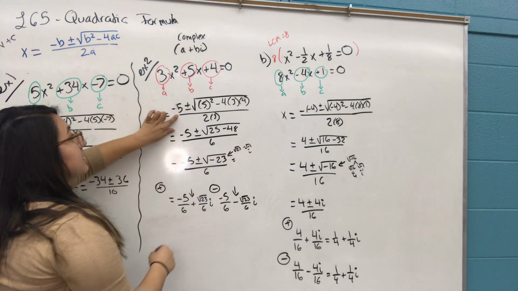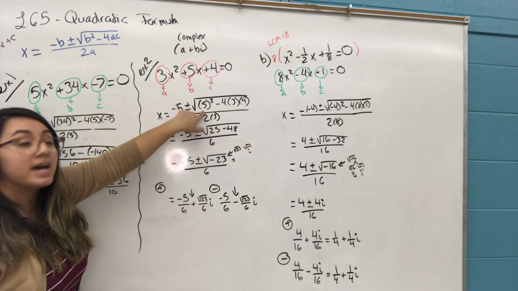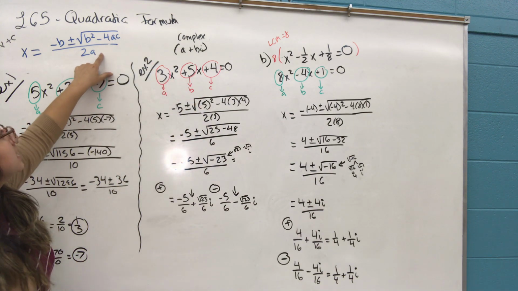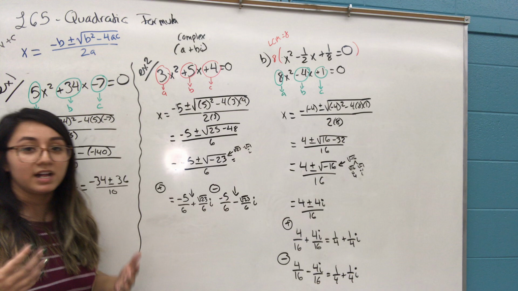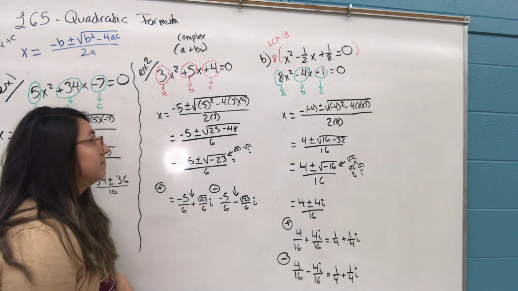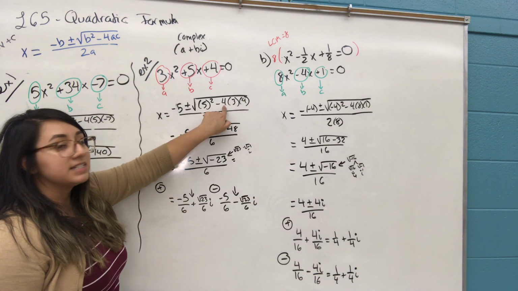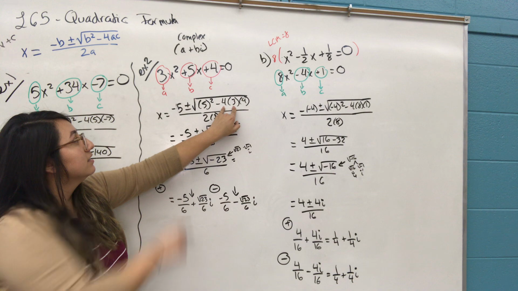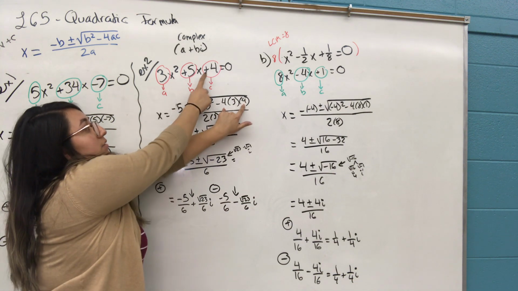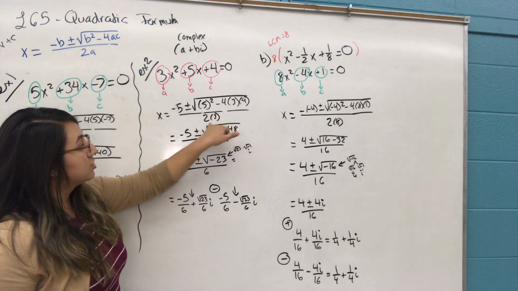Here, negative b. So negative 5 plus or minus the square root of b squared minus 4ac. After a while, like for that formula, I have that formula memorized because I've used it so much. For you, again, look at the book. So b squared is 5 squared minus 4ac. 4 times a, which is 3, times c, which is 4. Over 2 times a, 2a, which is 2 times 3.